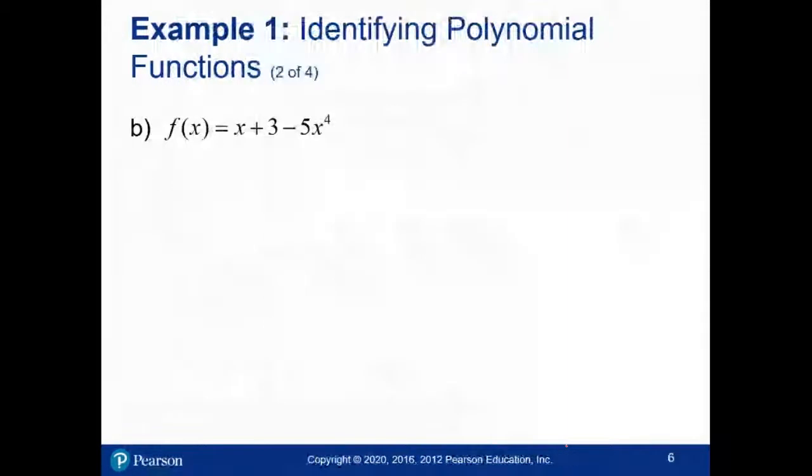Okay, so let's take a look at this example. So again, ask the same questions. Is it a polynomial? If so, what is its degree? Write it in standard form. What's the leading term? What's the constant term? If it's not a polynomial, explain why. So take a moment and do that.